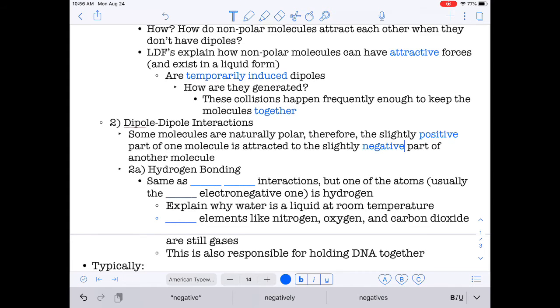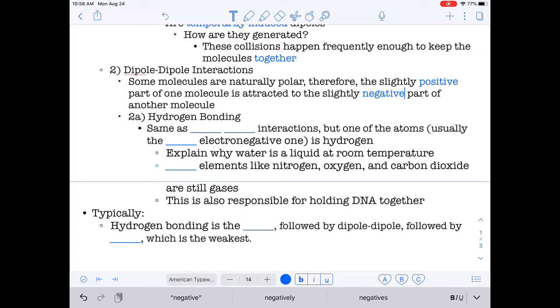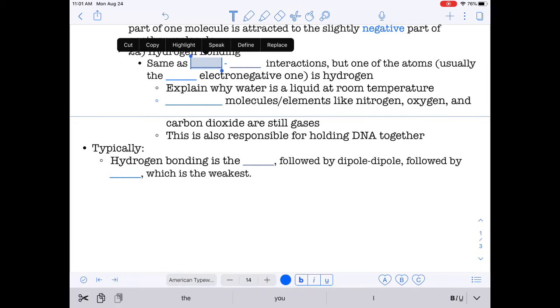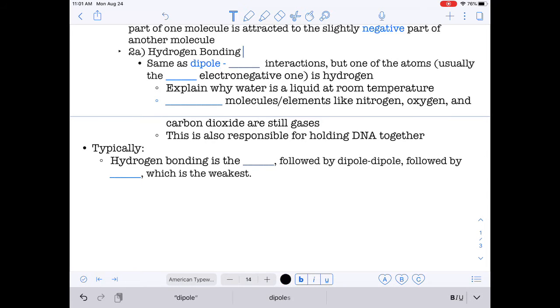Now we're going to go into a little subset of dipole-dipole interactions, which is hydrogen bonding. And this is an intermolecular force, not actual bonding. So it's the same as dipole-dipole interactions, except one of the atoms, usually the less electronegative one, is hydrogen. So this explains why water is a liquid at room temperature.